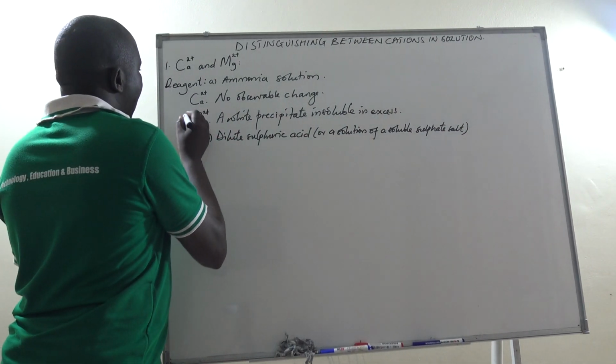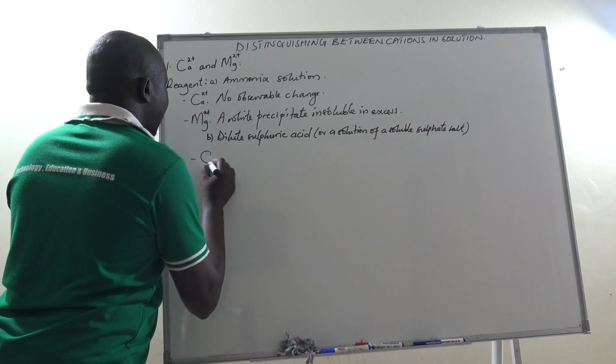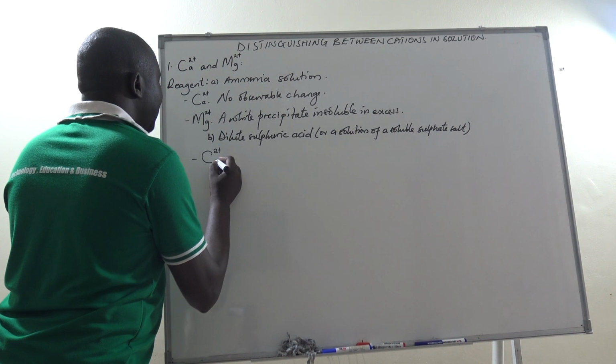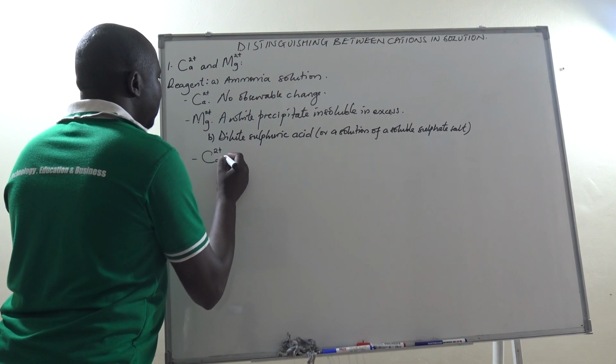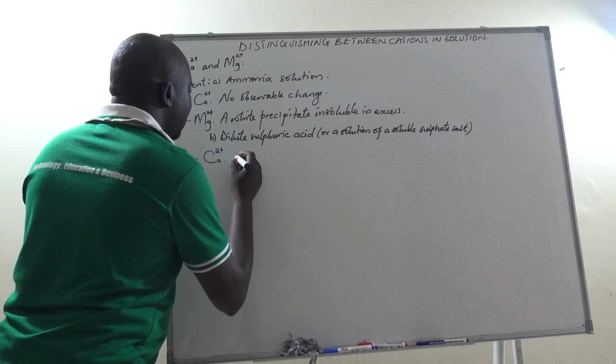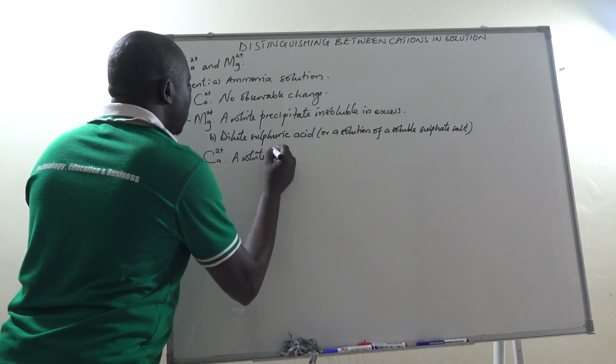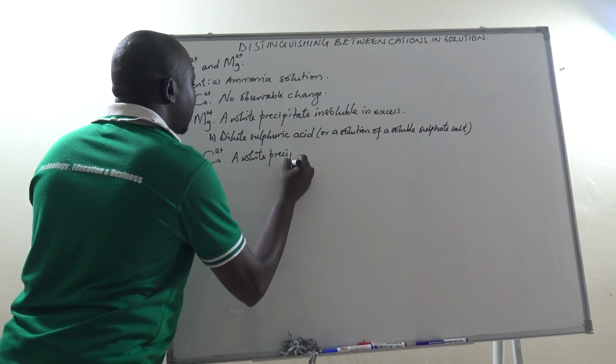So let us again come here, starting with calcium ion. We must have at least different observations. So calcium ion is going to give us a white precipitate.